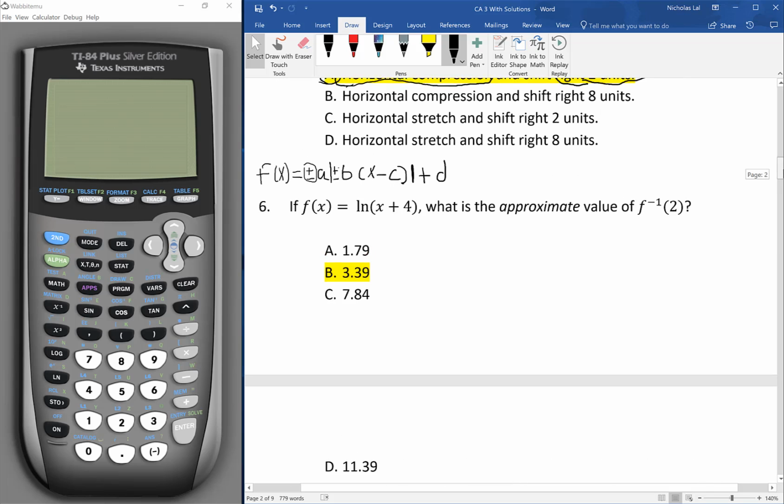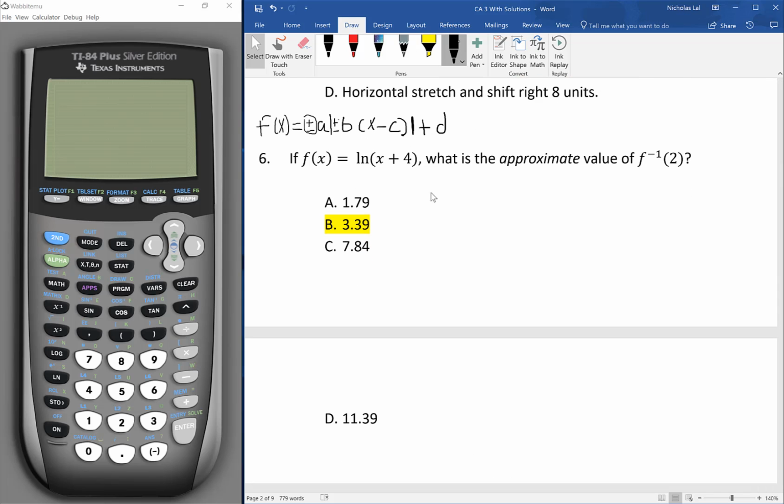If f of x is equal to the ln of x plus 4, what is the approximate value of the inverse of 2? So first we need to find the inverse of f of x. How are we going to find it? We're going to switch x and y. So x is equal to the ln of y plus 4. All right, and remember ln is log base e.